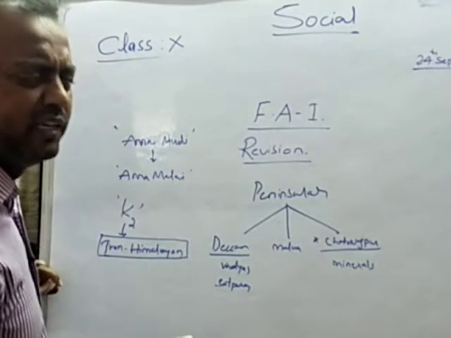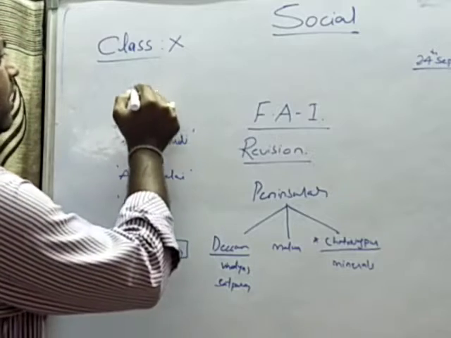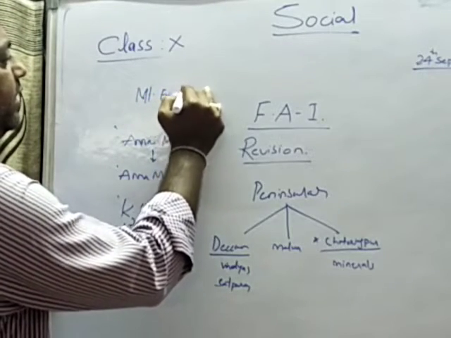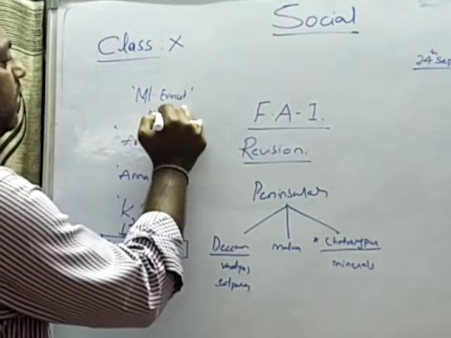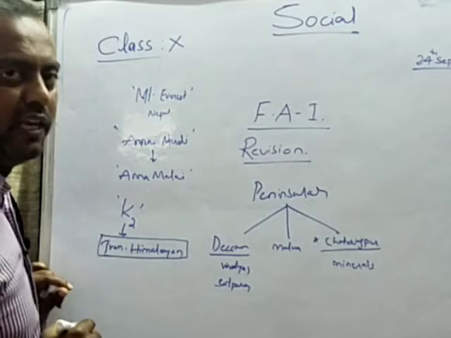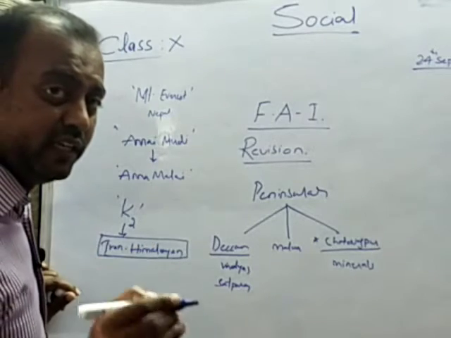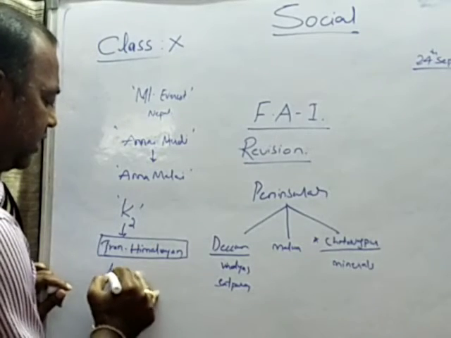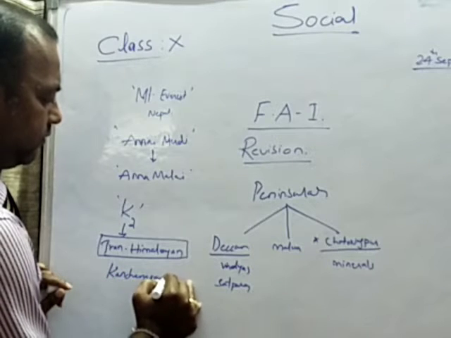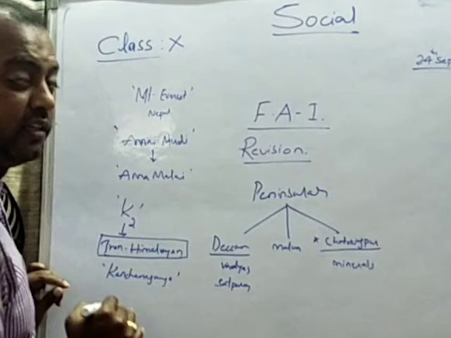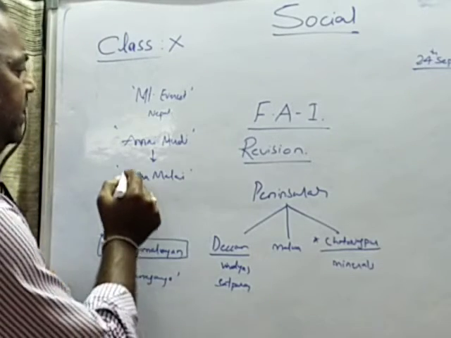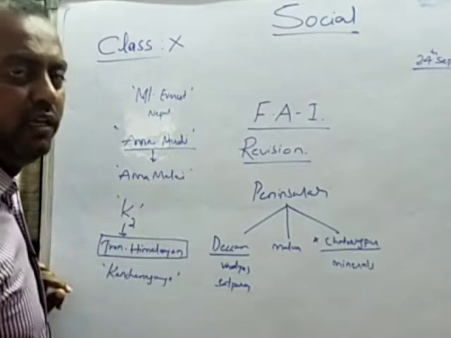What is generally the highest peak in the world? The highest peak in the world is Mount Everest, but this Mount Everest is not located in India. It is located in Nepal. That's the reason the highest peak in India is K2. The highest peak in India in Himalayas is Kanchenjunga. In South India, the highest peak is Annai Mudi.